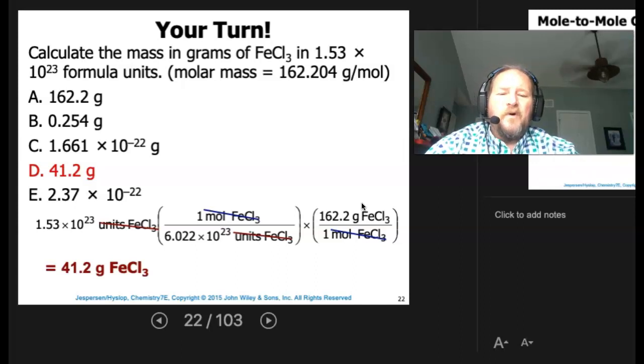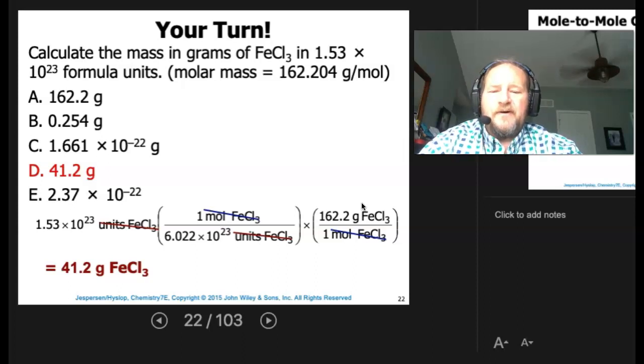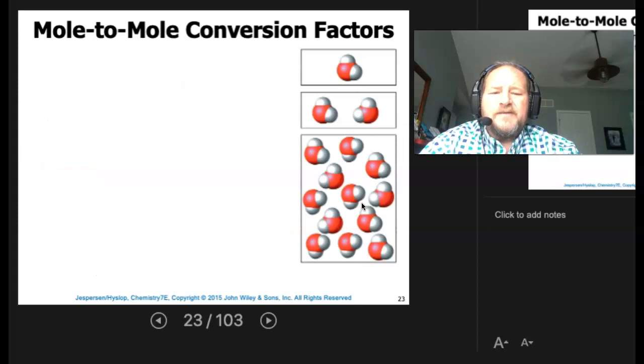All right, so that was our mole to mass and mole to particle, and thus particle to mass and mass to particle calculations. Next, we're going to turn our attention to mole conversions. So stay tuned for segment 2, and there we'll look at how we're going to deal with mole to mole and changing A into B. All right, stay tuned.